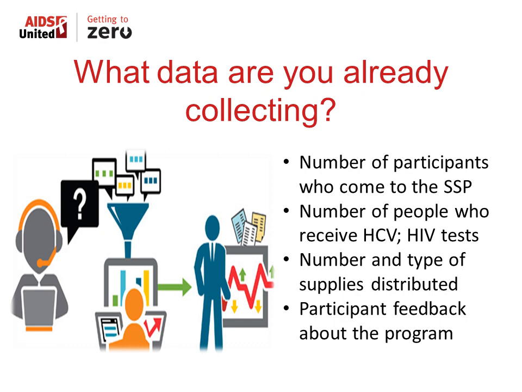The minimum data indicators that all SSPs should be collecting include the number of participant contacts, the number of syringes distributed, and the estimated number of syringes returned for disposal.